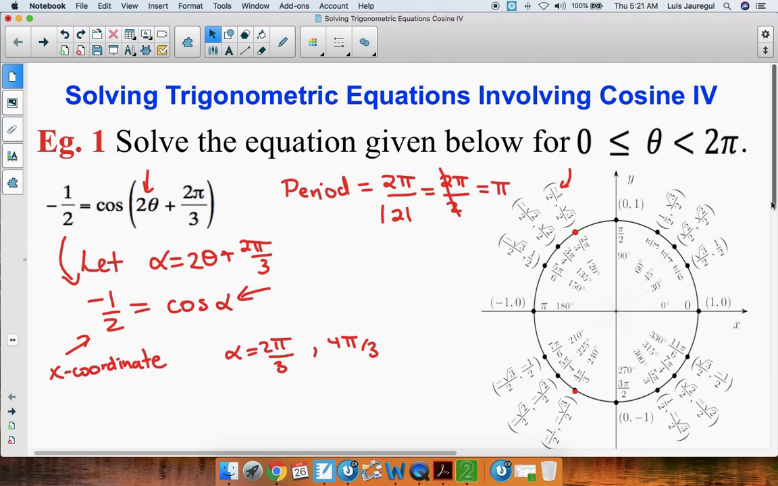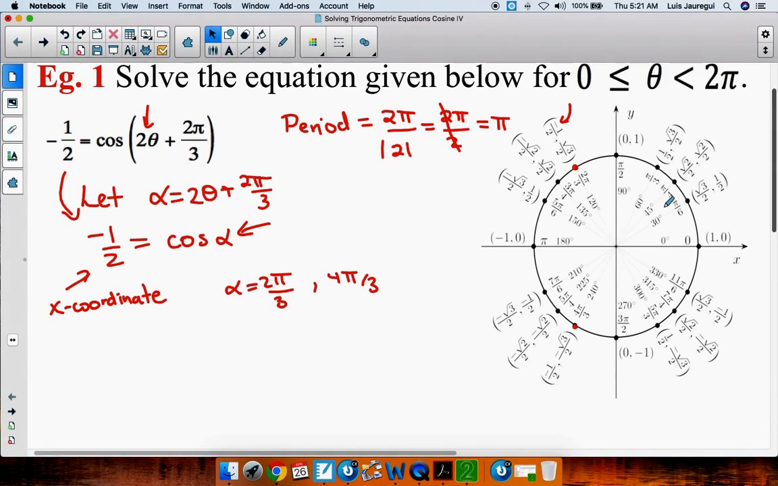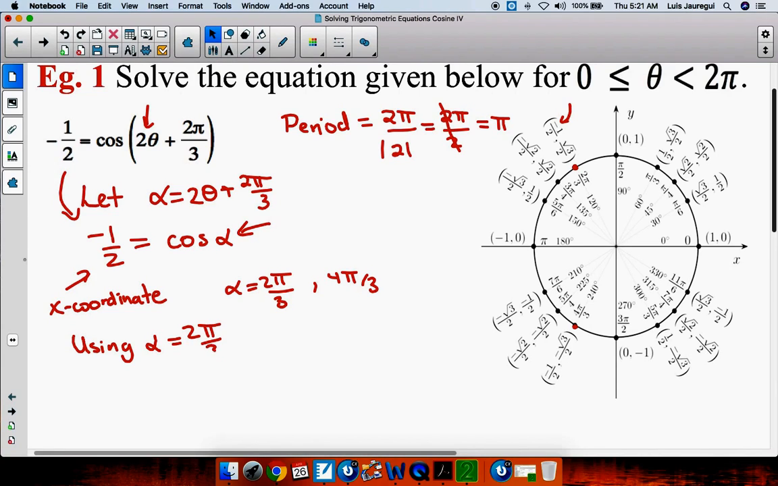Now, using those two values, we're going to solve for theta. Using the first value of alpha, alpha equal to 2 pi over 3, solve for theta. We know that alpha was defined to be 2 theta plus 2 pi over 3, so let's replace alpha with that expression. So we have 2 theta plus 2 pi over 3, and that is equal to the right hand side, which is 2 pi over 3.